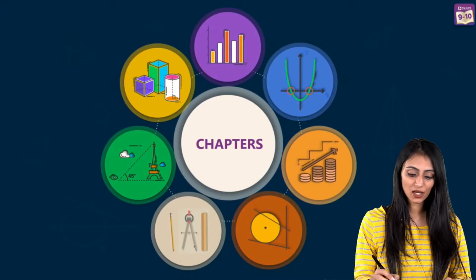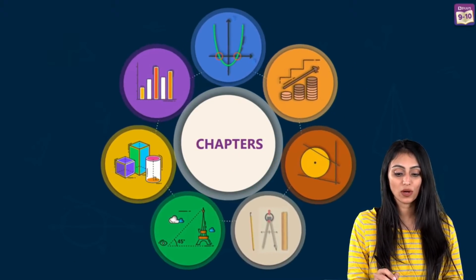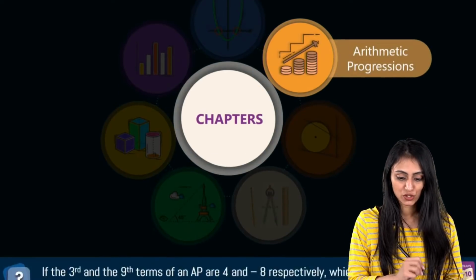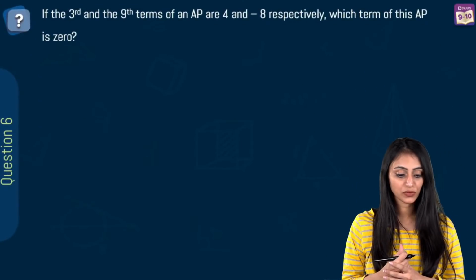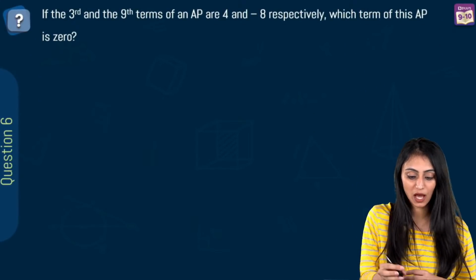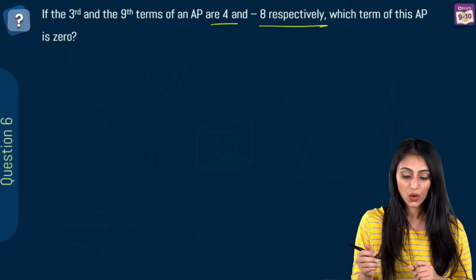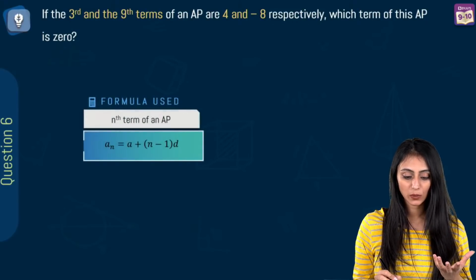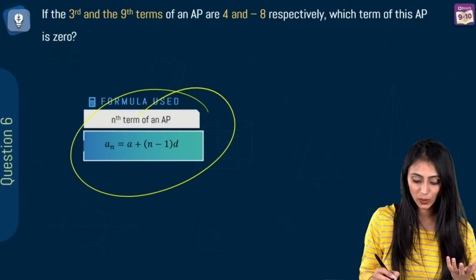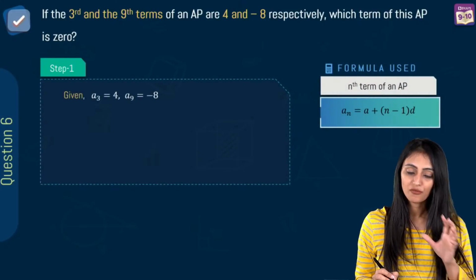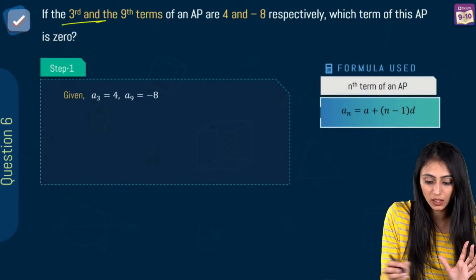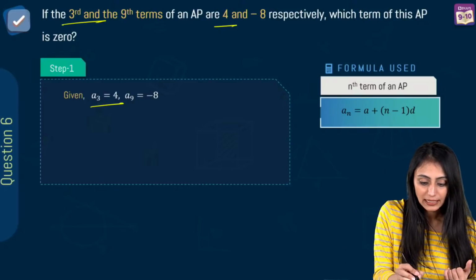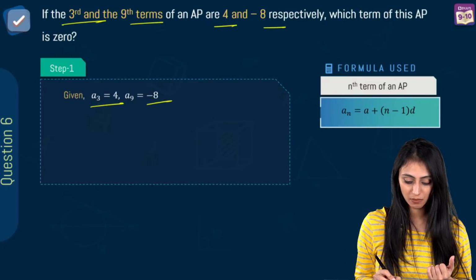Let's move ahead. Let's take a look at the next chapter now. So next we will be discussing arithmetic progressions. So let's take a look at the question number 6. So if third and the ninth term of the AP are 4 and minus 8 respectively, which term of this AP is 0? So we know when we talk about the nth term of an AP, it's an equal to a plus n minus 1d, right? First write down the given information. Third term is 4. That means a3 is 4, right? Ninth term is minus 8. So a9 is minus 8.